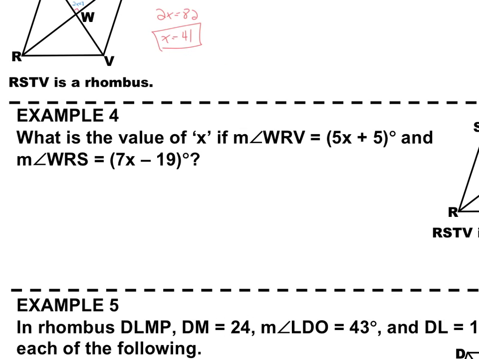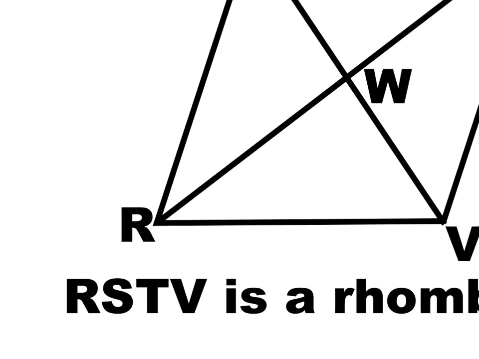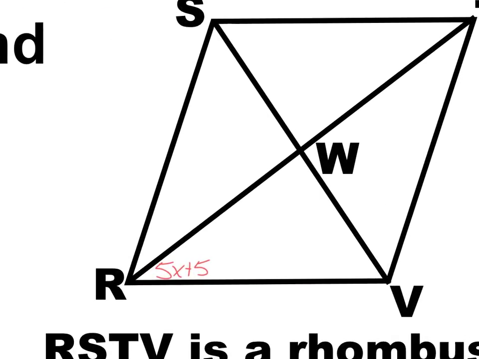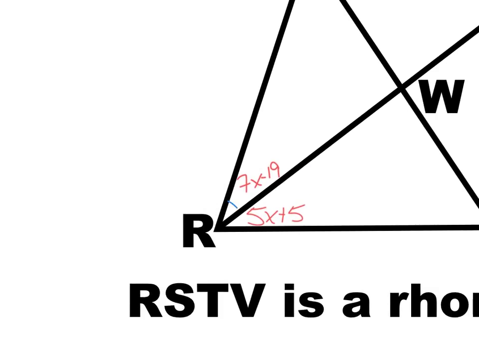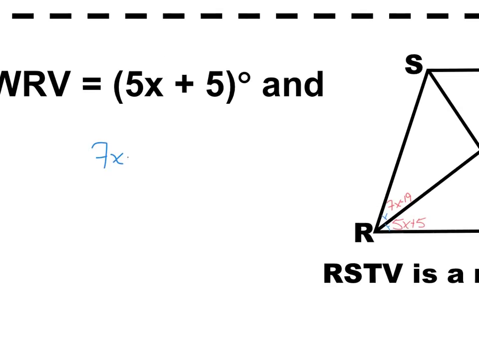Let's look at this next one. This is a pretty easy one too. It says find x if the measure of WRV is 5x plus 5. And again, knowing what angle they're talking about is important. You may not see what the answer would be. It also tells us WRS is 7x minus 19. Now I know from our rules that these two angles are congruent, which means the expressions are equal. So 7x minus 19 equals 5x plus 5. I'm going to subtract 5x from both sides and add 19 to both sides, and I get 2x equals 24, which makes my x value equal 12. Okay?